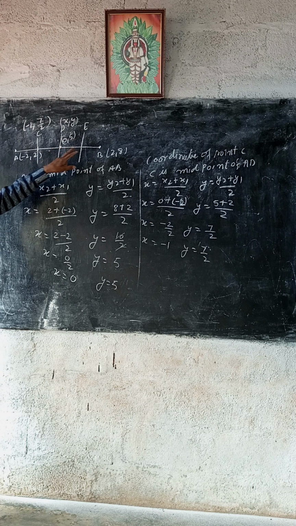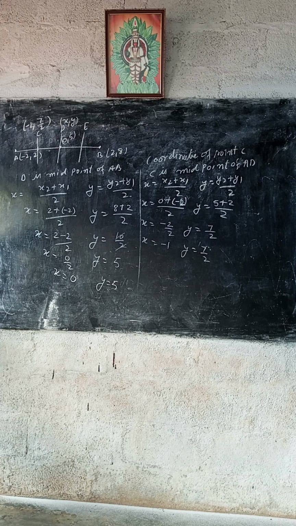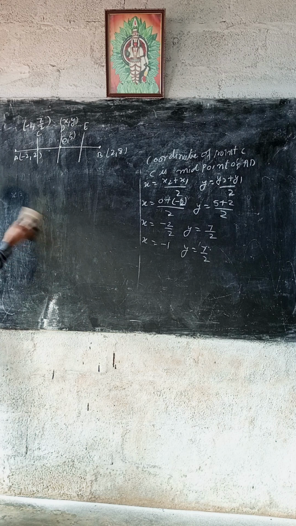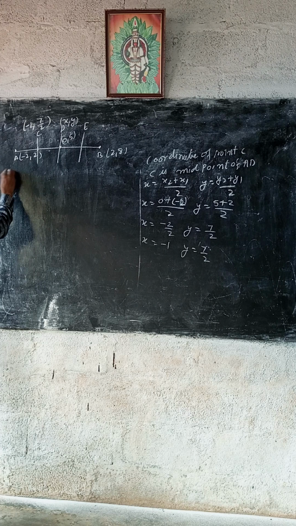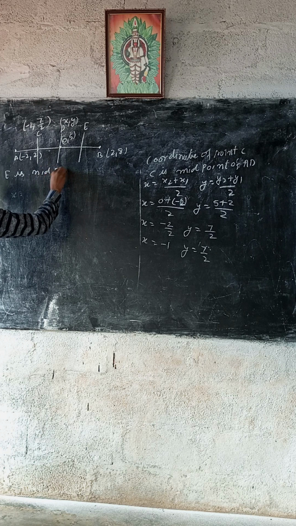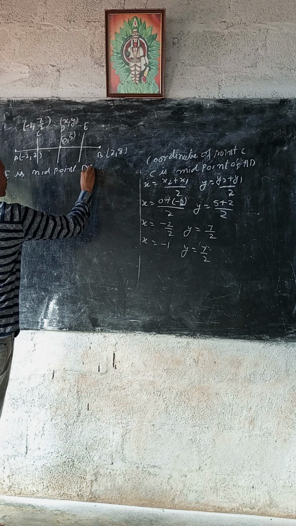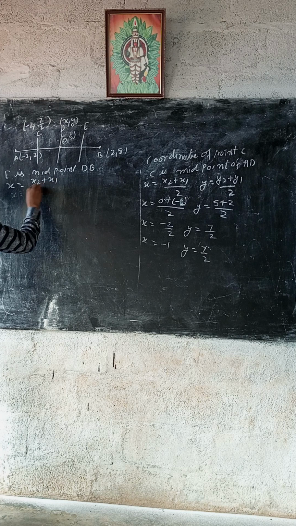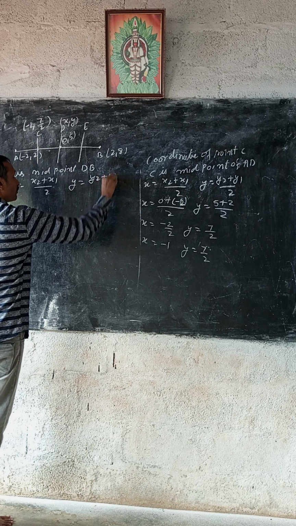Now in the same way we have to find the value of the E point, and the E point is the midpoint of D and B. Now we are finding the E point. So we can write E is the midpoint of DB or BD. X is equal to x2 plus x1 by 2, Y is equal to y2 plus y1 by 2.